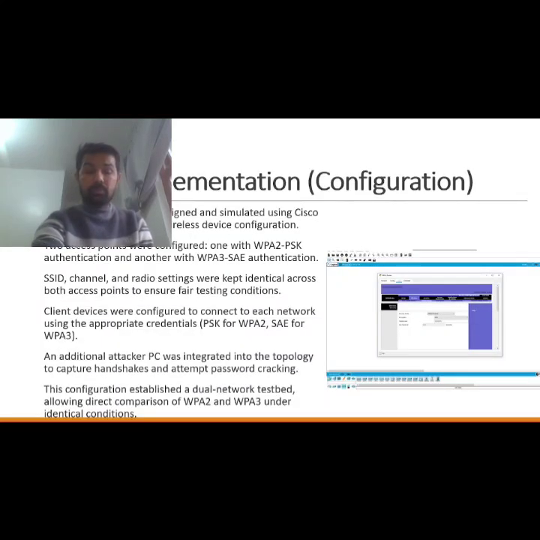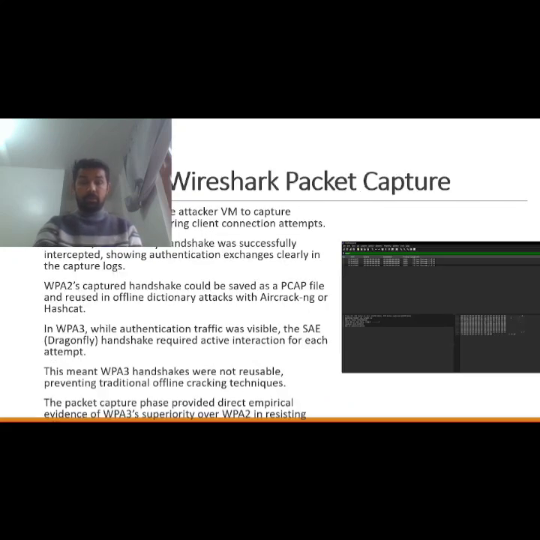Implementation. Cisco Packet Tracer was used to configure the router, client, and attacker. WPA2 used PSK authentication, while WPA3 applied SAE. Identical settings such as SSID and channels were applied to both networks, ensuring fairness in subsequent attack simulation.